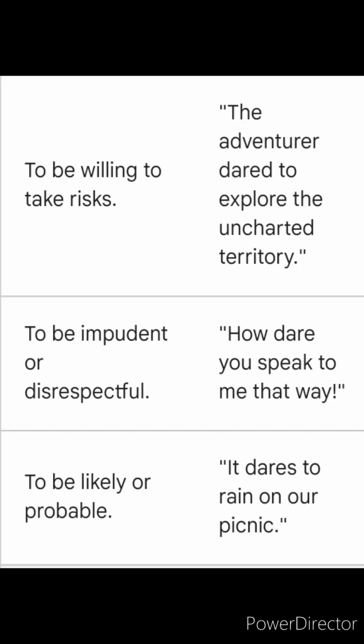To be willing to take risk: The adventurer dare to explore the uncharted territory. To be impudent or disrespectful: How dare you speak to me that way? To be likely or probable: It dares to rain on our picnic.